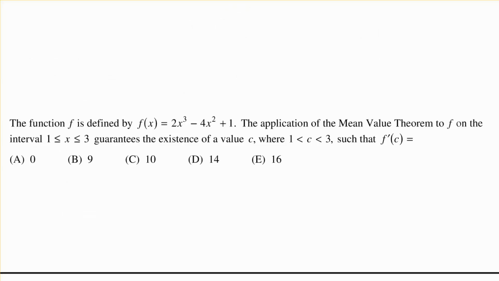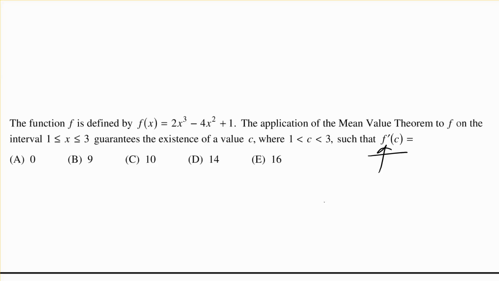Here we've got a good one. The function f is defined by f of x equals 2x cubed minus 4x squared plus 1. The application of the mean value theorem to f on the interval from 1 to 3 guarantees the existence of a value c between 1 and 3 such that f prime of c equals. So the mean value theorem, we've done both sides. We've done the mean value and we've done the mean derivative. And so this one would be talking about the mean derivative.